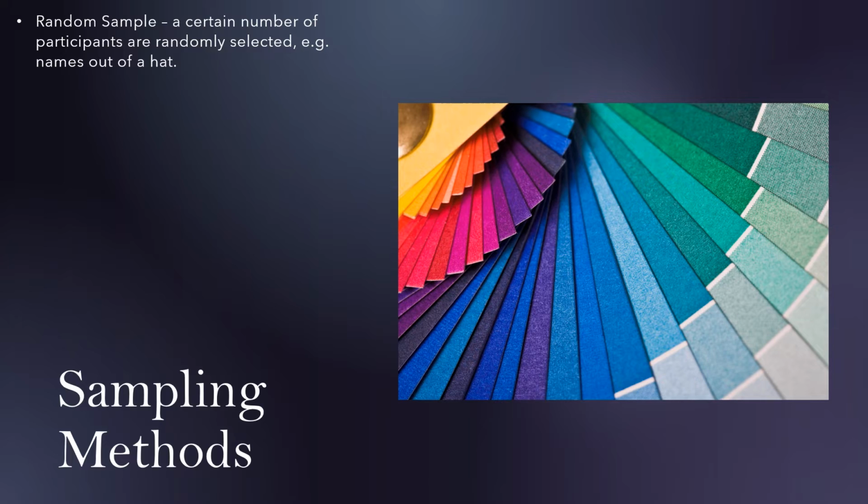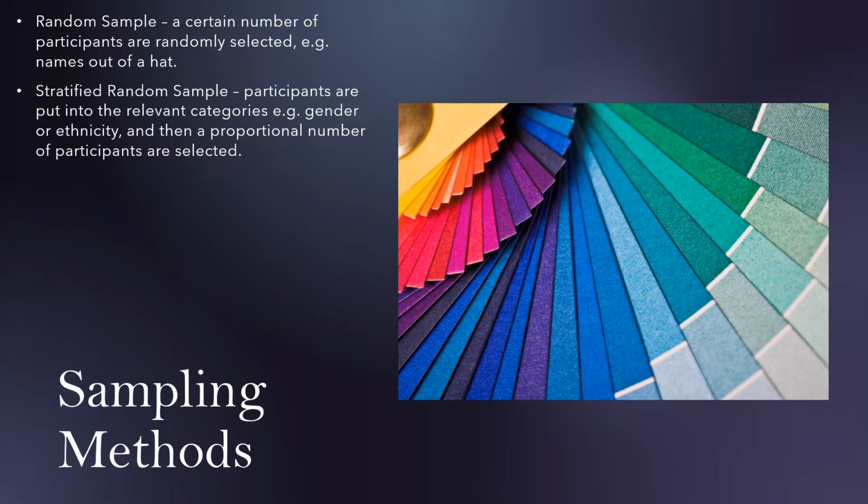If I randomly selected 10 people out of our class, they could all end up being the same gender. They could all end up being girls, for example. And that way I'm not getting a particularly representative view. I'm getting a biased view. So the problem with random sampling is you can't guarantee an unbiased or representative sample.